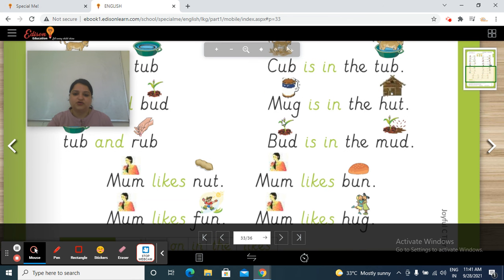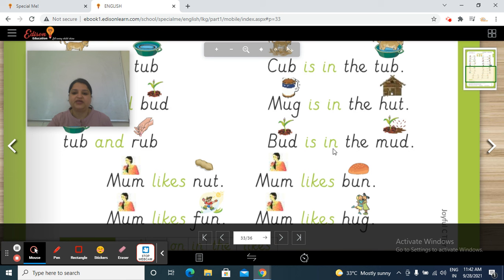Now, whose picture is this? Yes, this is a bird. And this one? This is a mud. And where is bird? Bird कहाँ पे है? Mud के अंदर. So, in the mud. Okay. So, bird is in the mud.